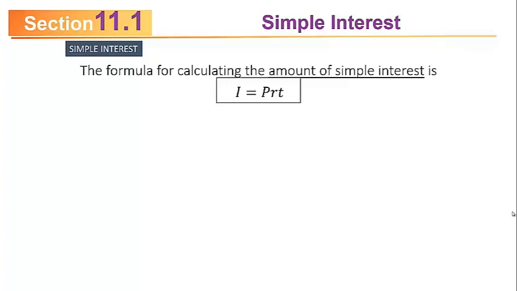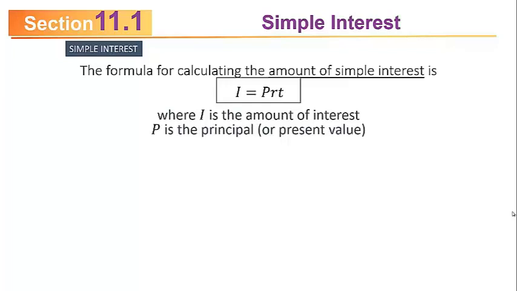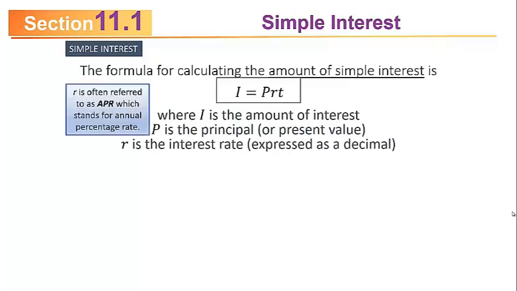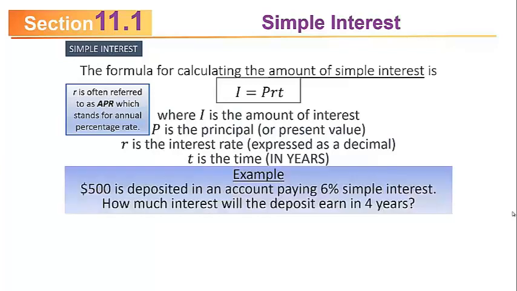The formula for calculating the amount of simple interest is given by capital I is equal to capital P R T. Capital I is the amount of interest earned or paid. Capital P is the principal or present value. Little r is the interest rate written as a decimal. And sometimes little r is called APR, which stands for annual percentage rate. And little t is the time in years. It has to be in years.